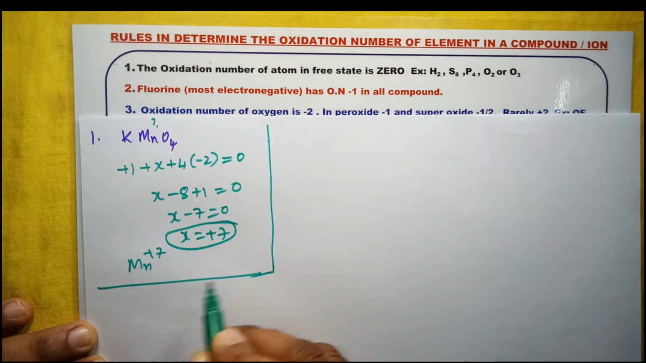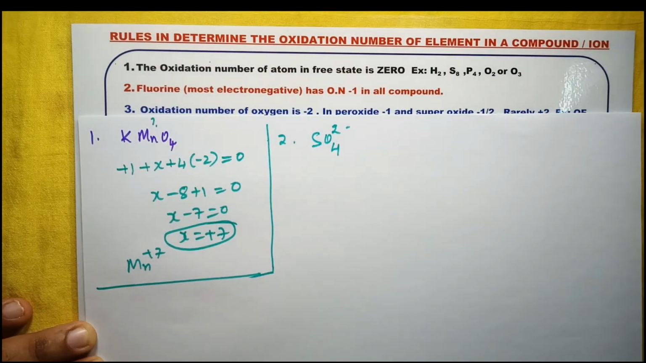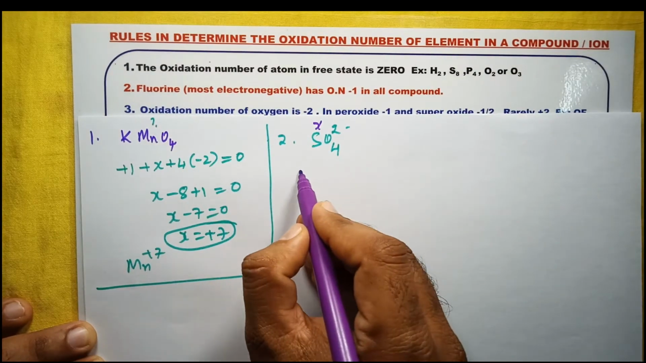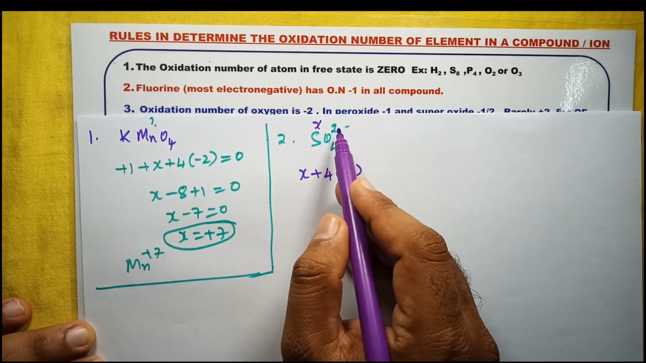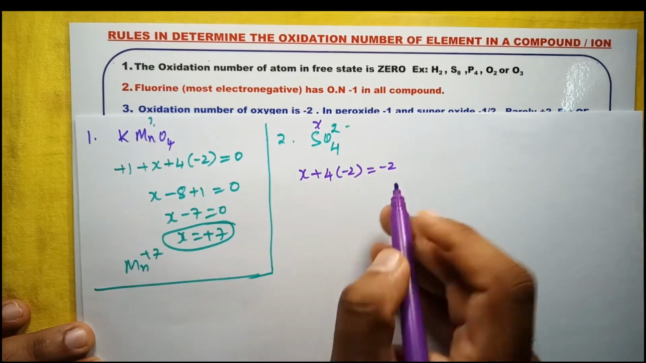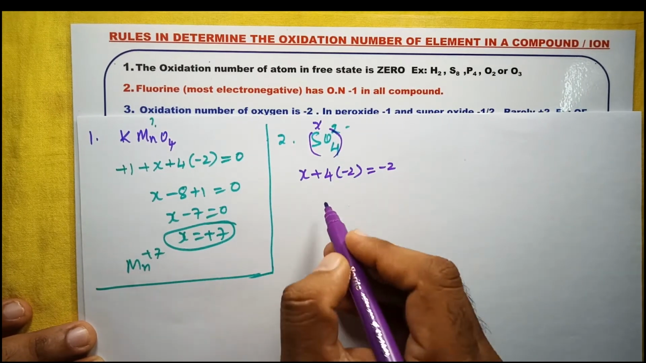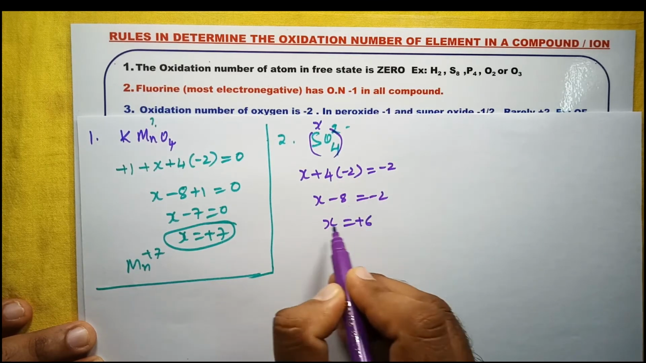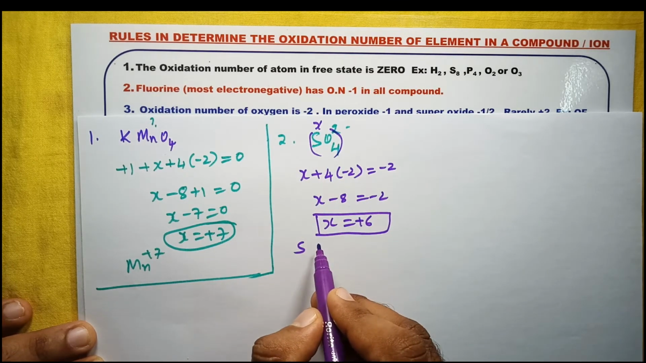Next, move to the second example. I am taking here SO4 2-, sulfate ion. I am calculating the oxidation state of sulfur. X plus 4 into -2. This -2 is not the charge present on it, this is the oxidation state of oxygen. I am equating to -2. Why it is -2? Because of the charge present on the sulfate, SO4 2-. So X minus 8 equals -2. X is equal to +6. So the oxidation state of sulfur in sulfate ion is +6.